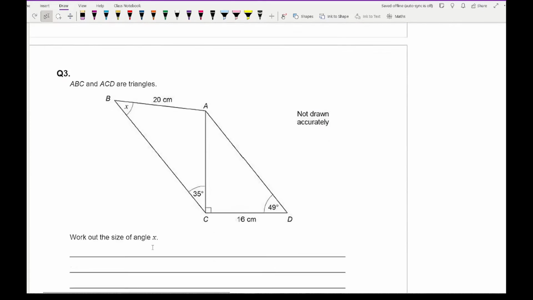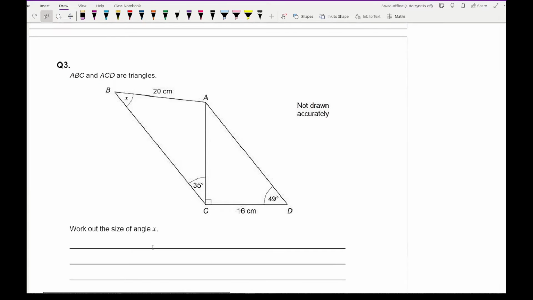Moving on to question 3, it says that ABC and ACD are triangles. Work out the size of angle X. So in order to work out the size of angle X, I've got two angles and I've only got one side. So in order to use the sine rule, I need to work out what this side here is going to be, which, as X is taken, I'm just going to call Y.